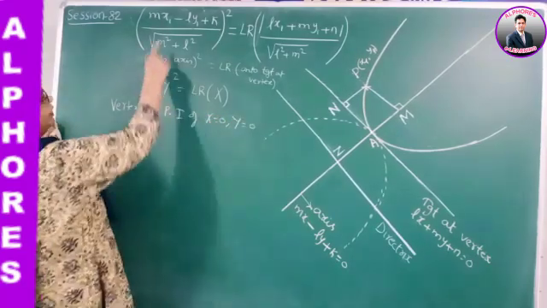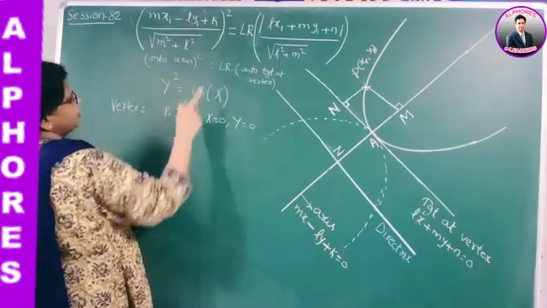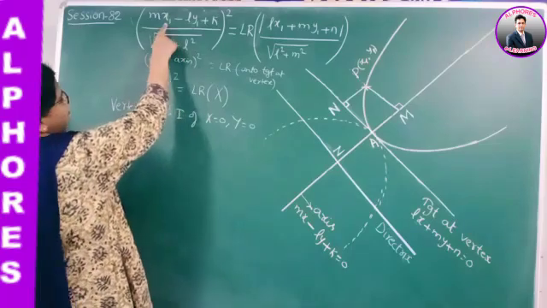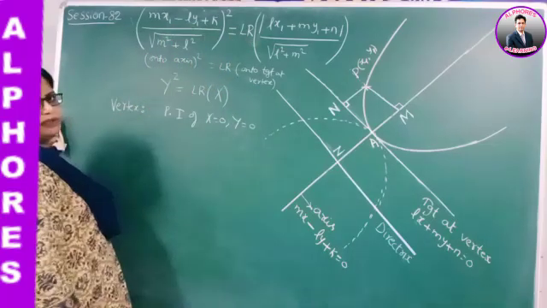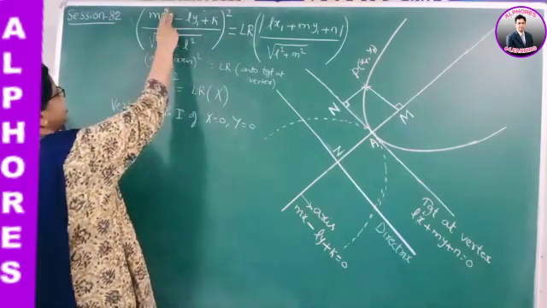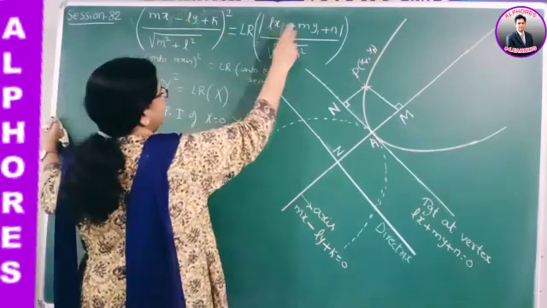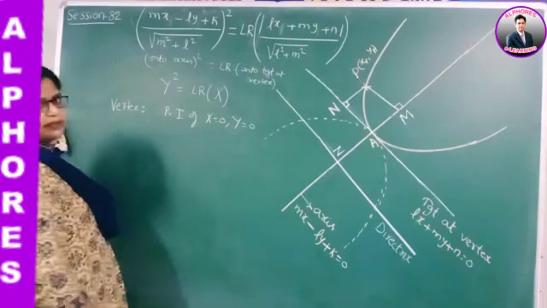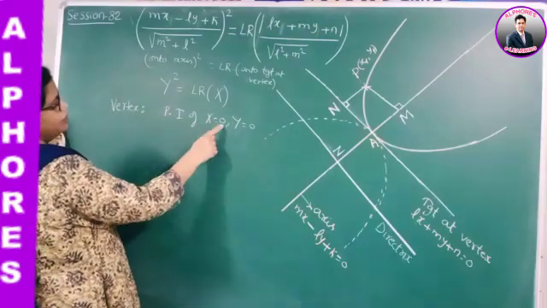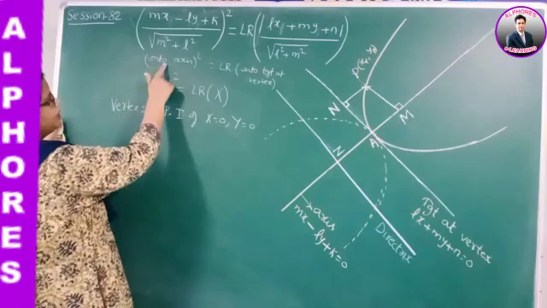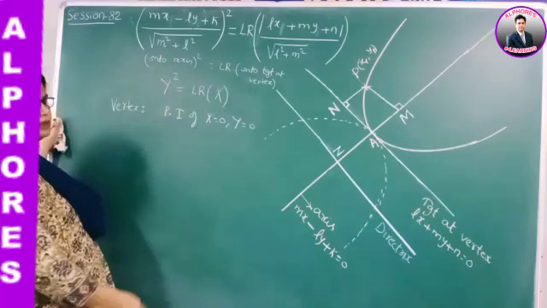That means mx1 minus ly1 plus k is 0 and lx plus my plus n is 0. I have taken this just for one point x1, y1, and you can generalize it, it can be true for any point on the locus, right? Now in this way, x is 0, y is 0, which is nothing but the point of intersection of the axis and tangent at vertex.